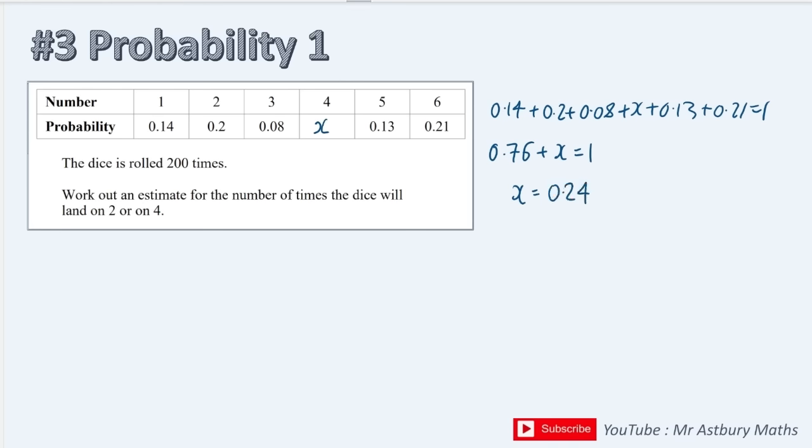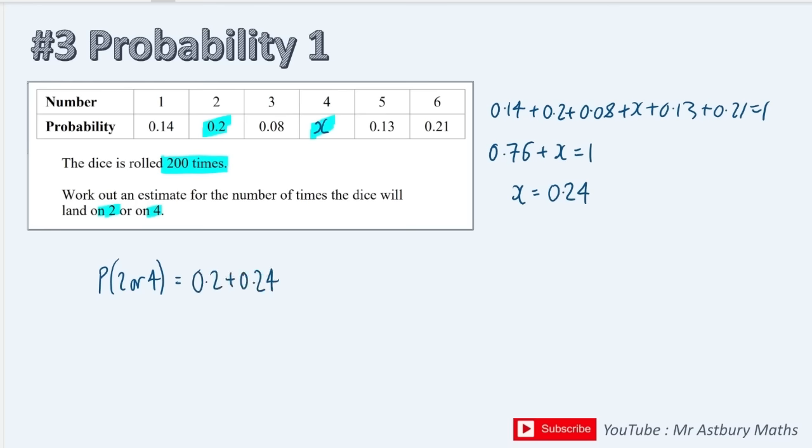We're then told that the dice is rolled 200 times. It says work out an estimate for the number of times it will land on 2 or on 4. Well, the probability of 2 is 0.2, and the probability of 4 we've just worked out. So in total, the probability of 2 or 4 is adding these two probabilities together.